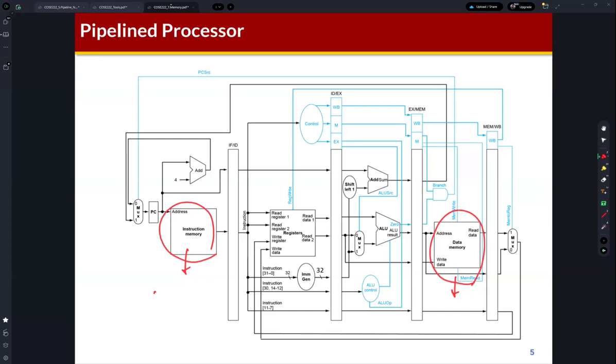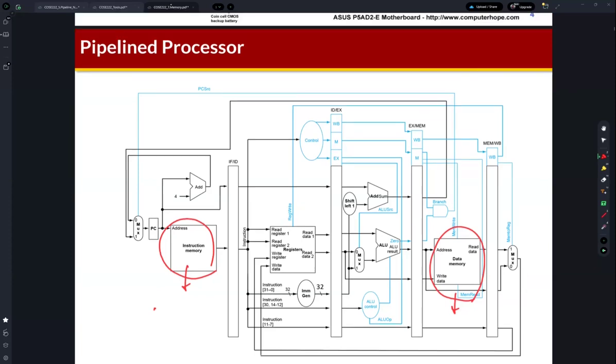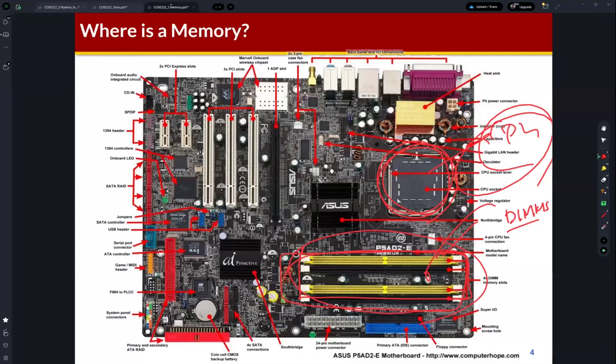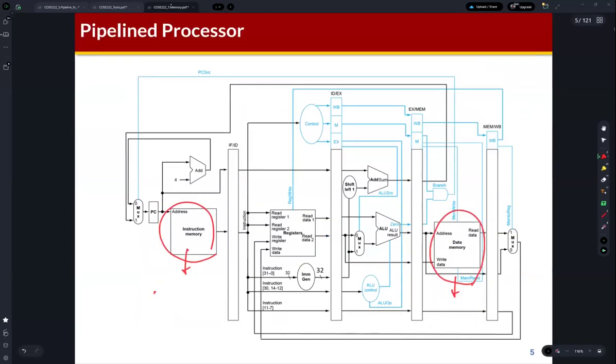So actually we learned about the memory, but you can observe it's different. In a real computer system, the memories are like DRAM memories. The memories are outside of the CPU. But in chapter 4, we learned that memory is in the instruction fetch stage, so this is the instruction memory, and the data memory is in the memory stage. So it's different, right?